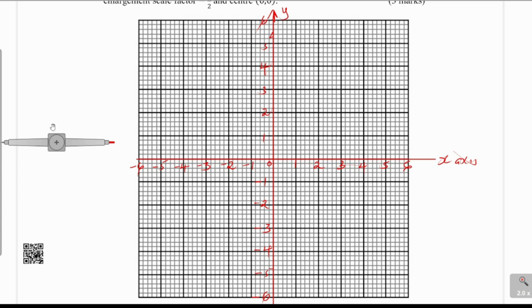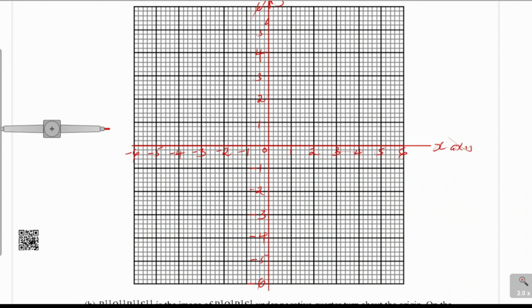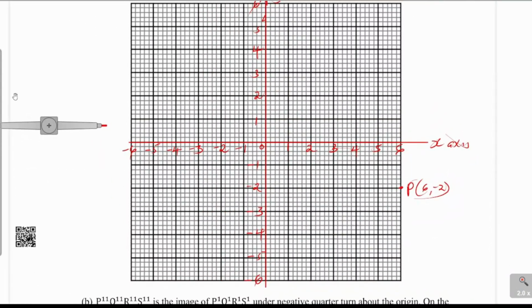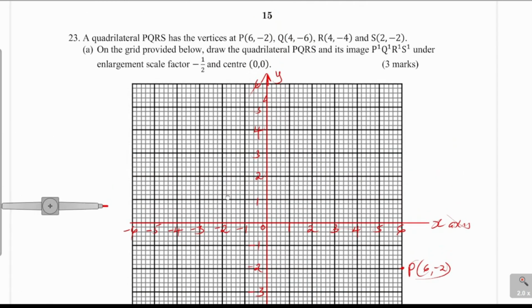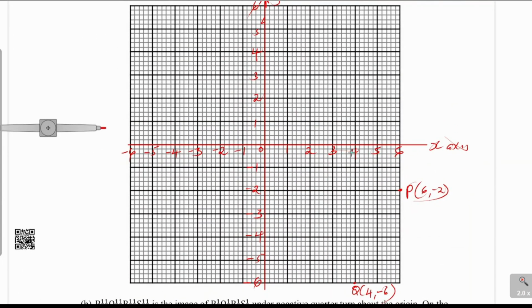The first one is P (6, -2). So (6, -2) is here, and this is where we have P. The next one is Q (4, -6). So (4, -6) is here. The next one is R (4, -4). (4, -4) is here. So this is R.